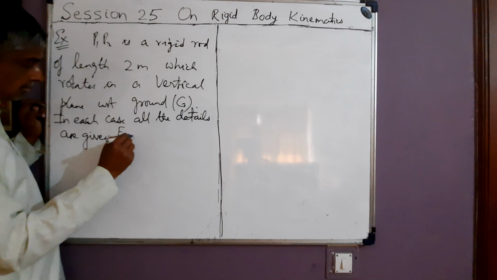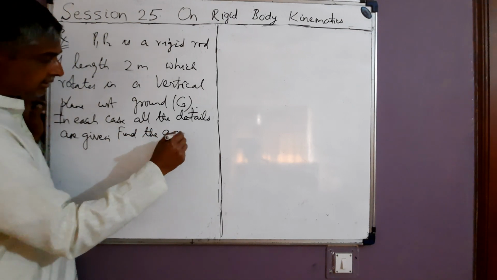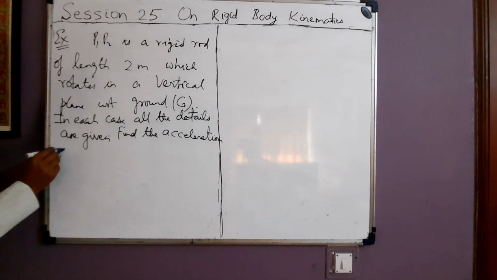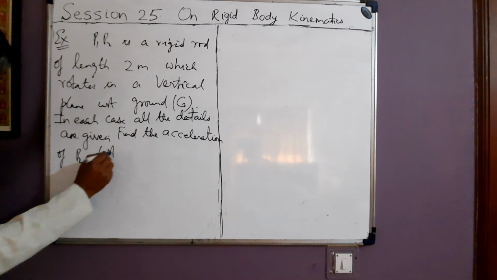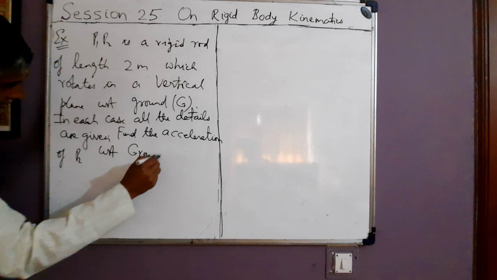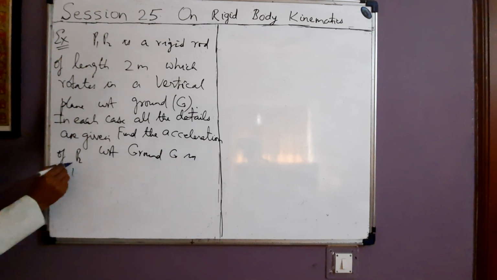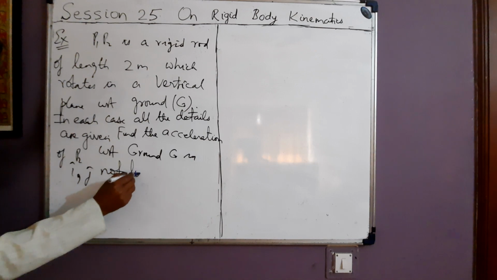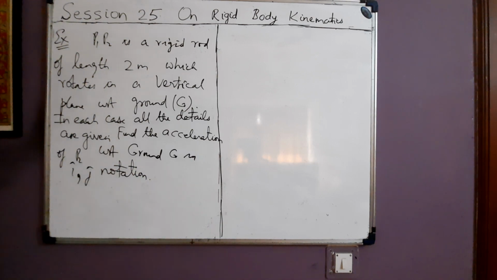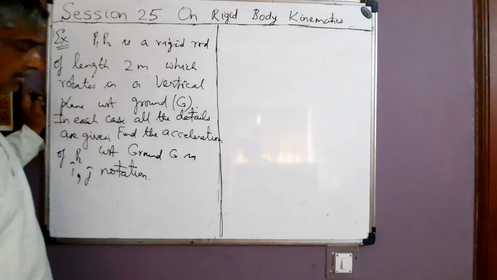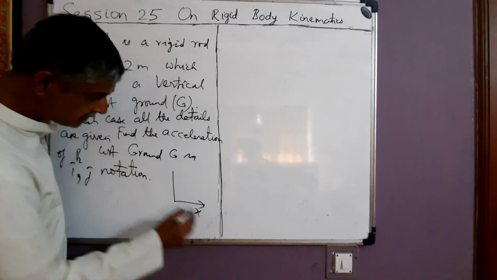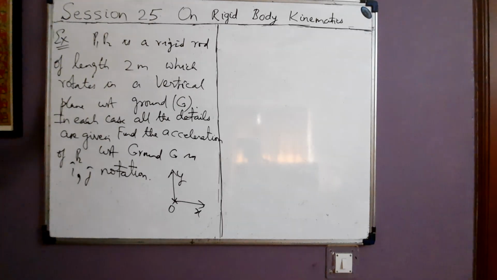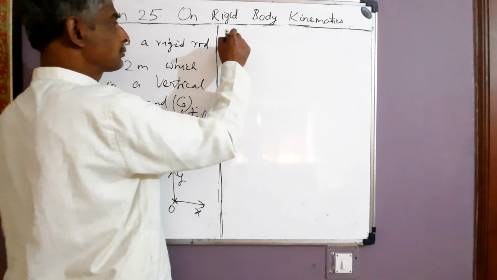Find the acceleration of P2 with respect to ground G in i hat j hat notation. Coordinate system in each case is like this as usual: x axis rightward, y axis vertical, is the origin of the coordinate system. So I'll take up some more problems on this concept.